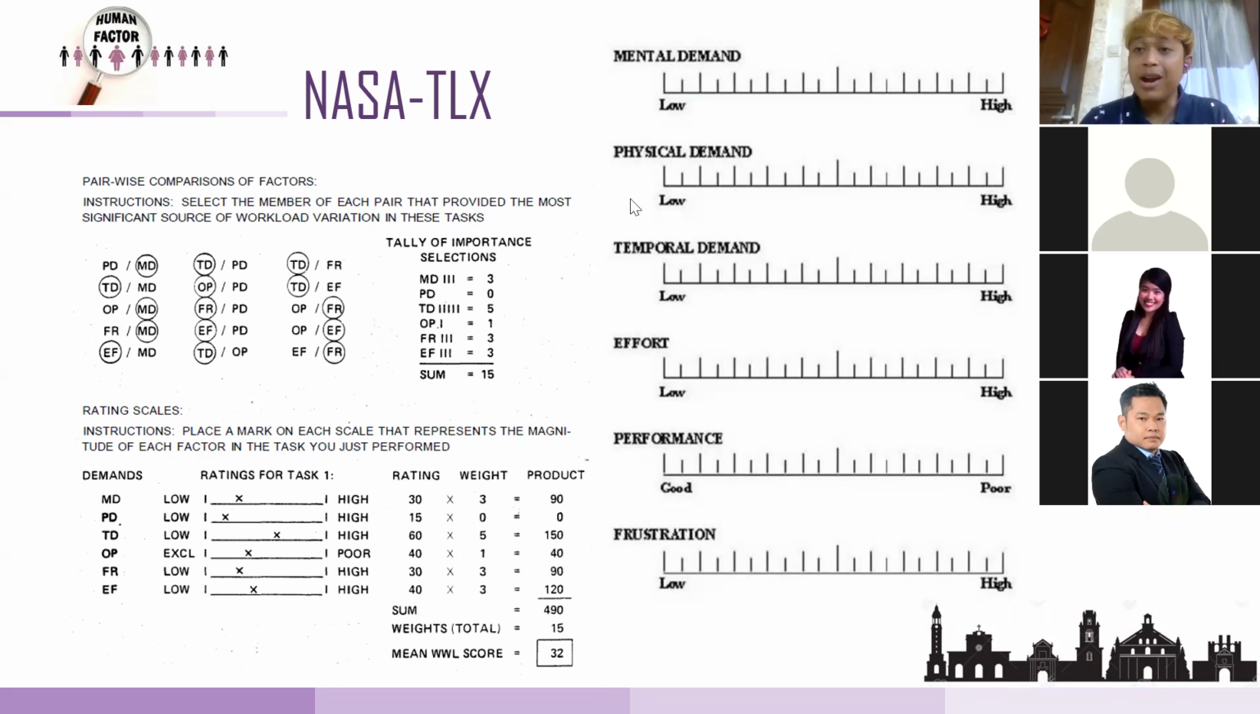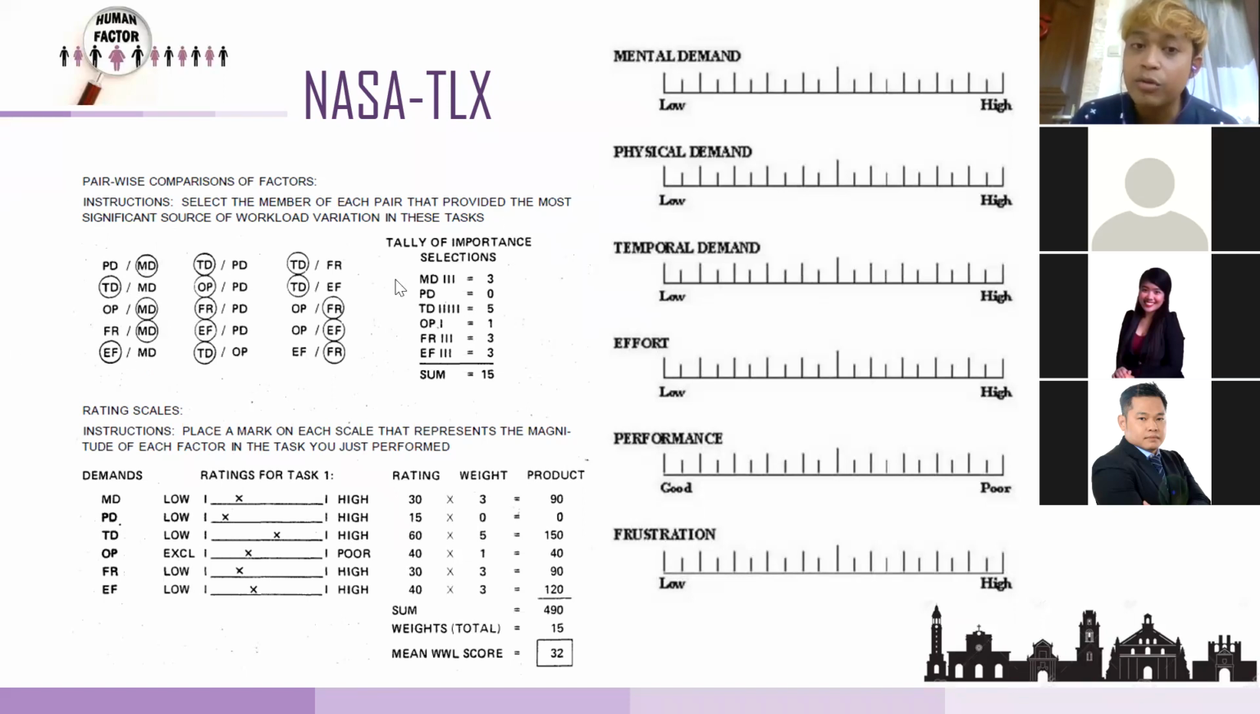So from those 6, you have to use the pairwise comparison, and you have to choose which one among those 2. If you have 6, then there will be 15 pairs of those dimensions. For example, physical demand or mental demand, let's say for one task. I choose mental demand. Temporal demand or mental demand? Temporal demand. Overall performance or mental demand? Mental demand, and so on. So from those 6, the pairwise comparison will be 15 pairs. You have to answer.